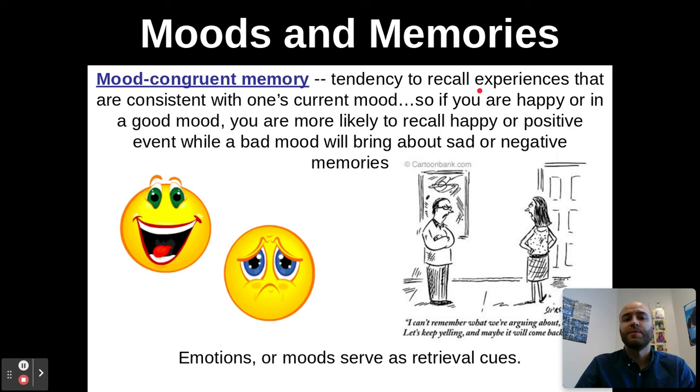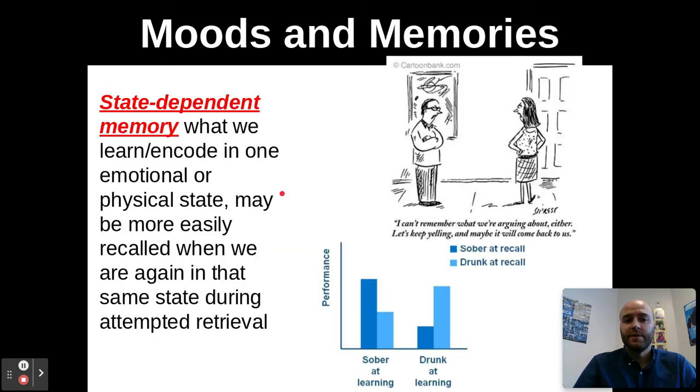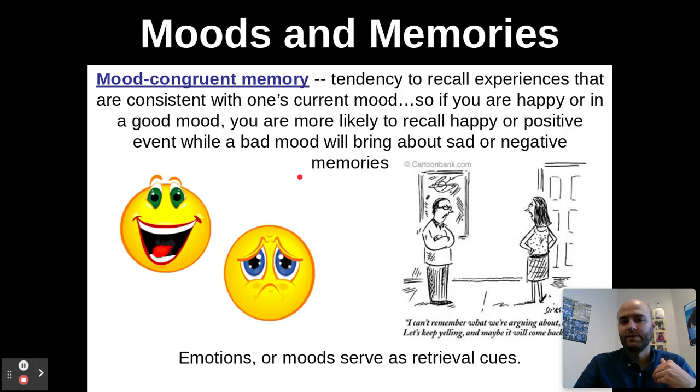Mood congruent memory is our tendency to recall experiences that are consistent with our current mood. So if you are happy or in a good mood, you're more likely to recall or pull up happy or positive events that you've experienced. If you're in a bad mood, that will bring about sad or negative memories. So this is a little bit more about your current mood and how that makes you think about things, and kind of manifest itself. You're going to pull up those positive or negative memories based on your current mood. Whereas with state-dependent memory, when you took in information or learned something, you're more likely to be able to retrieve it if you're in that same state. So those are some more retrieval cues as well.